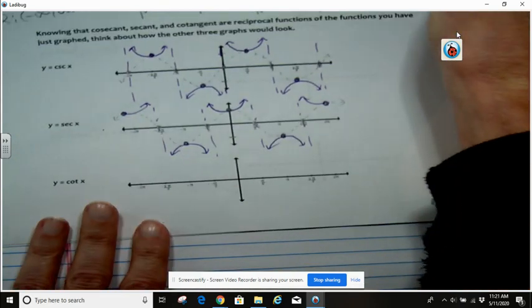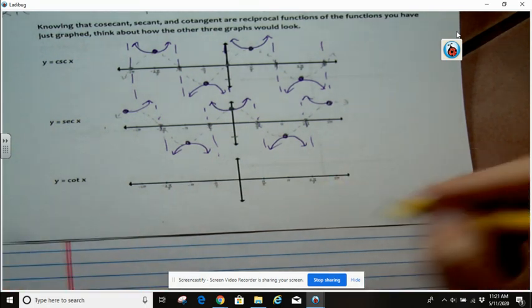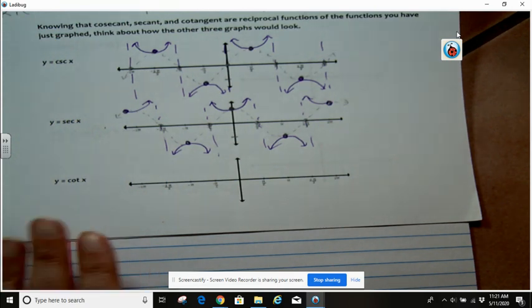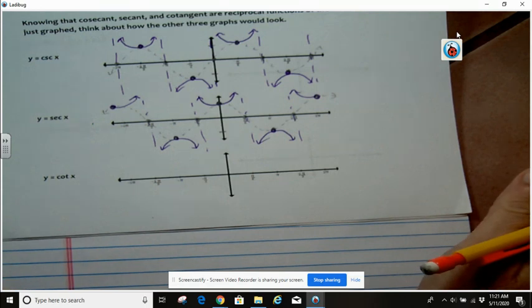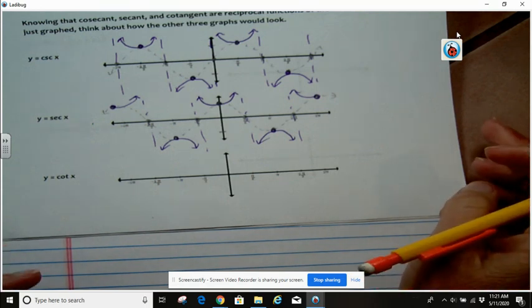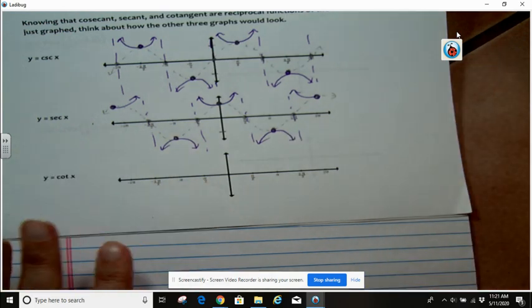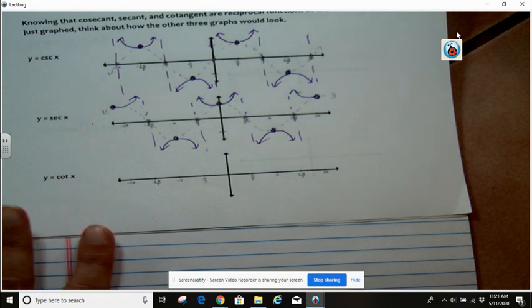Okay, and then for cotangent, if you try and do the tangent and the cotangent on the same graph, it gets super messy looking. So I'm just going to talk through it. The important things to graph on tangent and cotangent are the x-intercepts and the asymptotes, and everything is just backwards. For the tangent graph, the asymptotes are at the pi over 2's and the x-intercepts are at the origin and pi. That just gets reversed for cotangent.